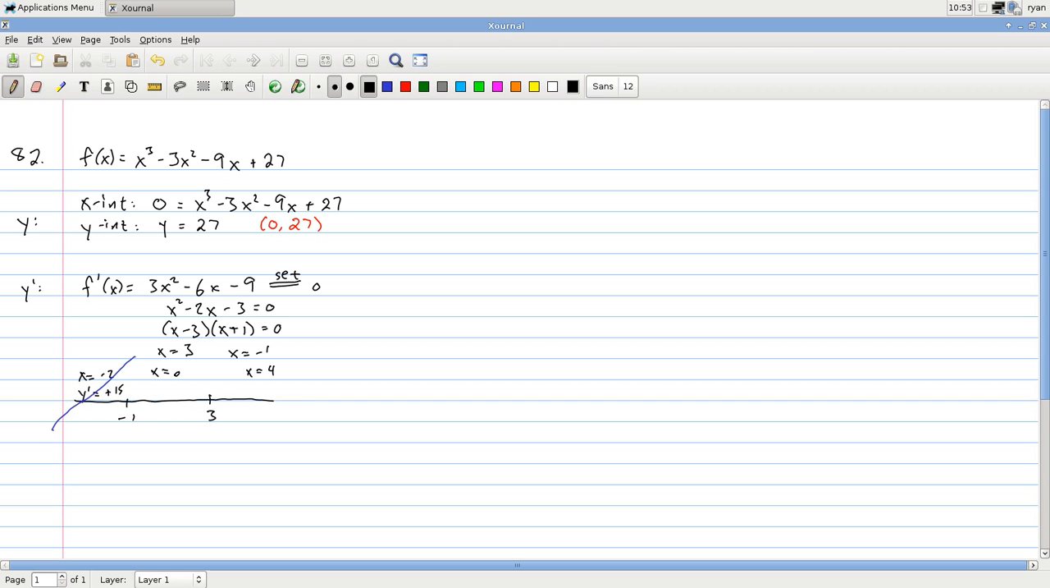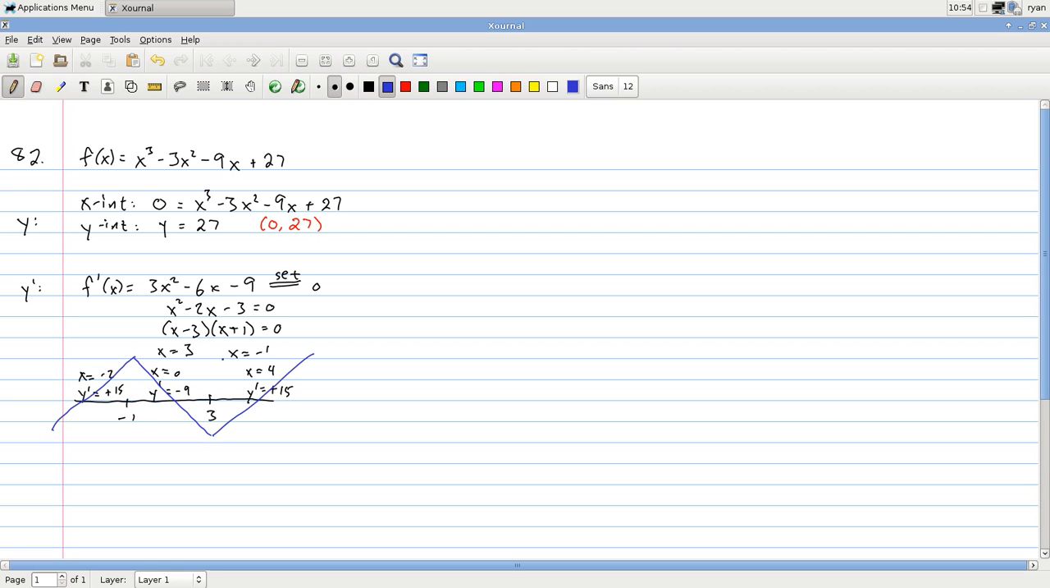We plug in x equals 0 into the derivative, and we get that the derivative is negative 9. Since the derivative is negative, we know the function is decreasing. And then over on this third interval, if we plug in x equals positive 4, we get that our derivative is positive 15. And again, being positive tells us the function is increasing.